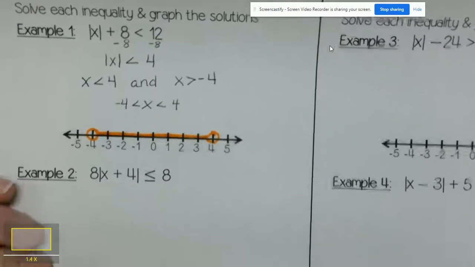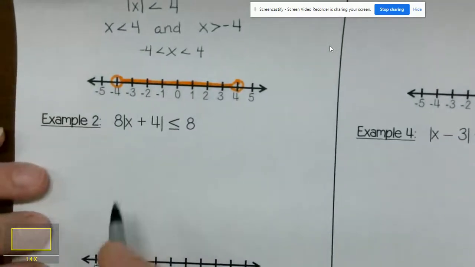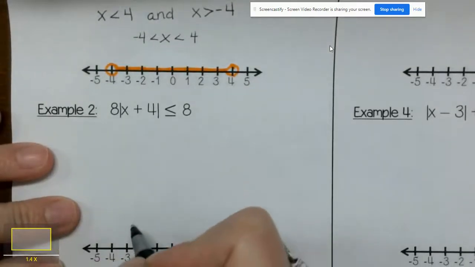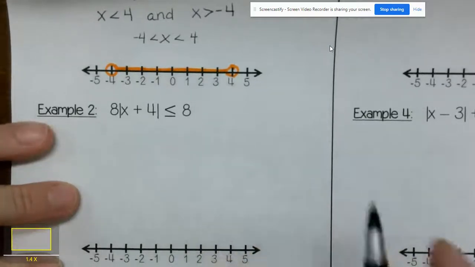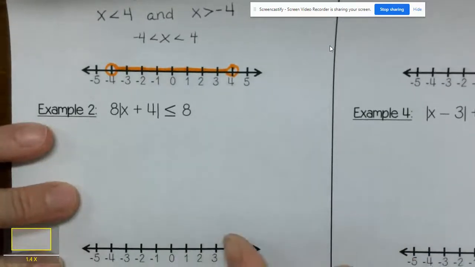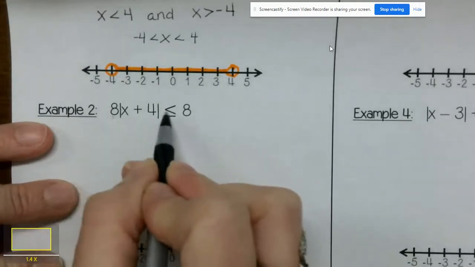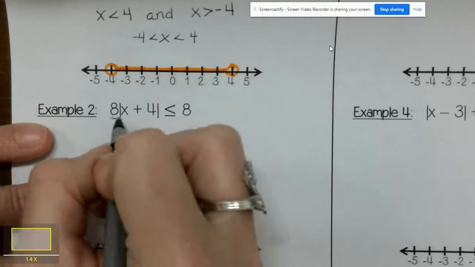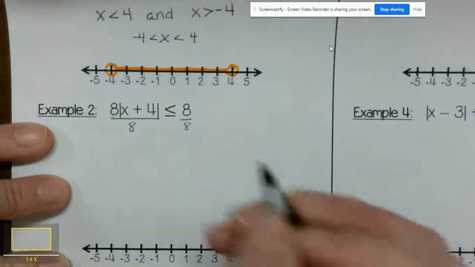I'm going to do one more example for you. I'll work example 2 down here. If you would like to pause the video and try it yourself before I work it, please feel free to do so. The 8 is over here with this absolute value bar, and that can't be there. This is multiplication, so to undo multiplying, we divide. So I'm going to divide both sides by 8.